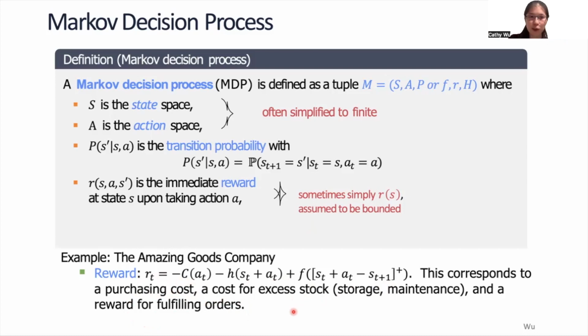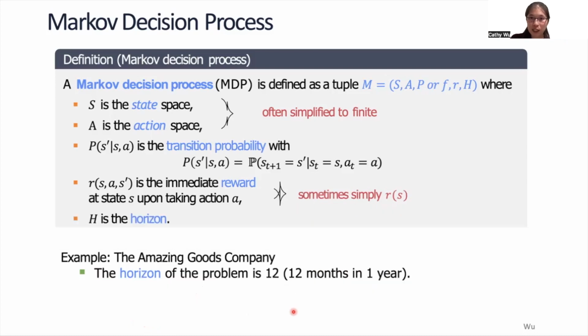Last but not least is the horizon. I did use the notation T earlier, so apologies for that. Sometimes we'll use H for horizon, sometimes we'll use T for, say, the number of time steps. So here we are specifying that the horizon of the problem is, say, 1 year. So let's say 12 months, because we're ordering stock once per month.